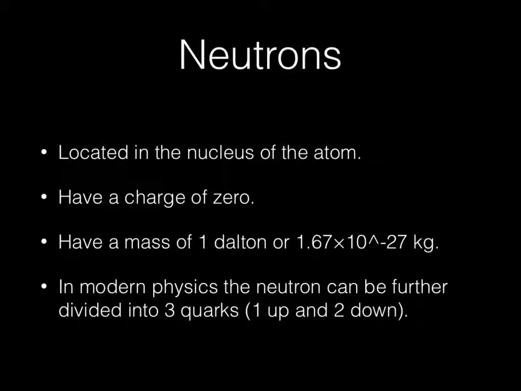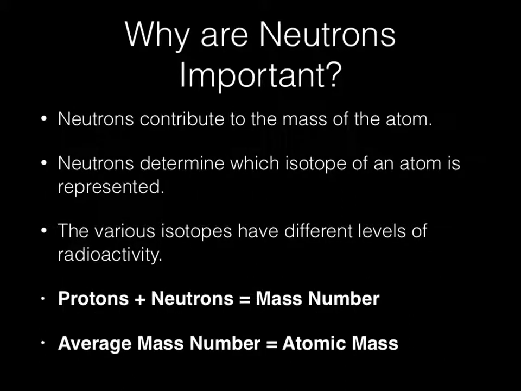In modern physics, the only difference between neutrons and protons is the type of third quark. Both have an up and a down, but protons have 2 up and 1 down. Neutrons have 1 up and 2 down. So, a little fun particle physics fact for you. Why are neutrons important? Well, number one, they contribute to the mass of an atom. And the mass of the atoms is very important to us, especially when we get to stoichiometry.